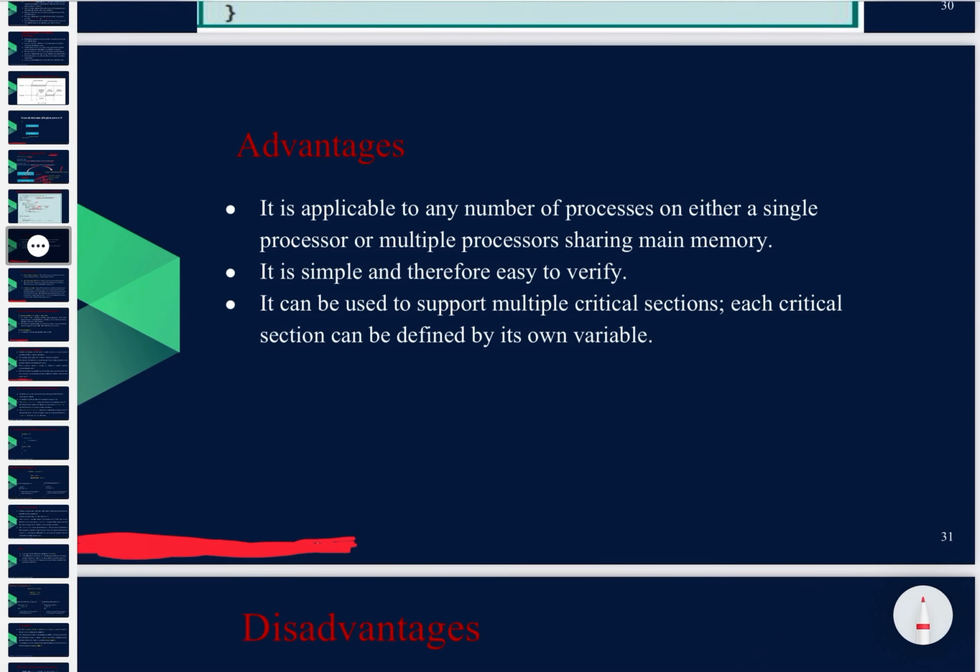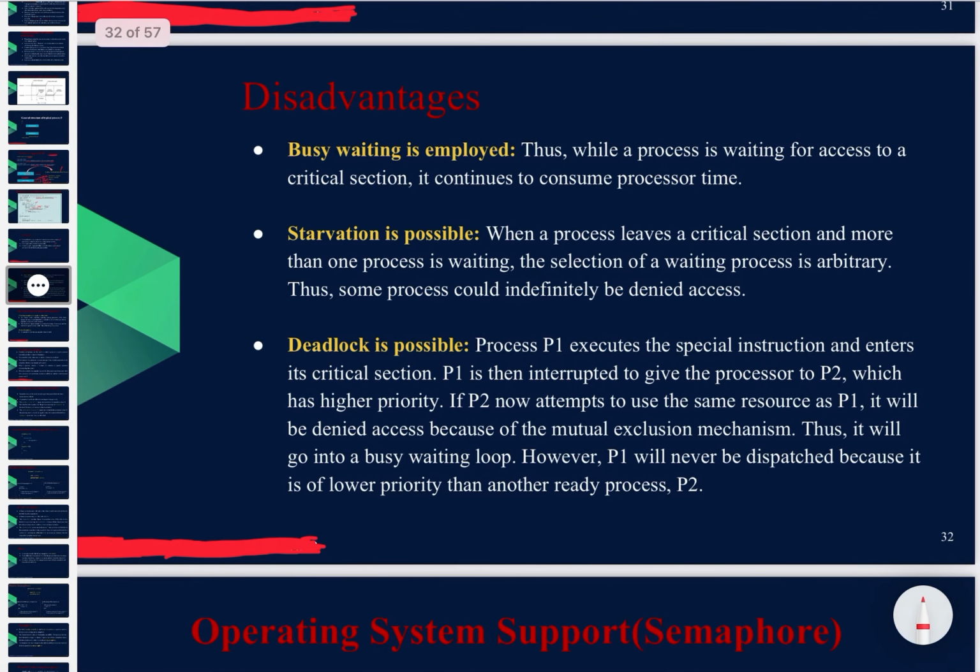Advantages: it is applicable to any number of processes on either a single processor or multiprocessors sharing main memory. It is simple and therefore easy to verify. It can be used to support multiple critical sections. Each critical section can be defined by its own variable.